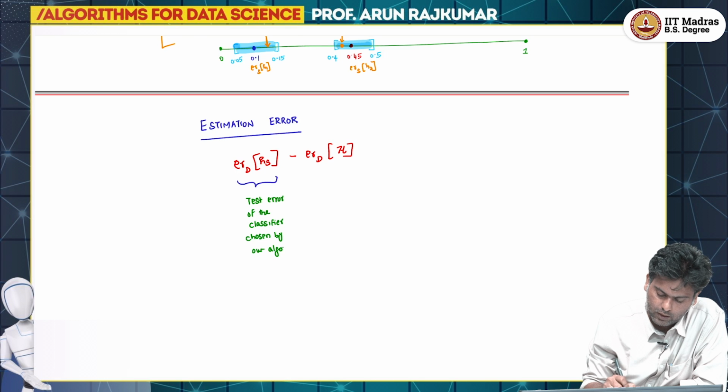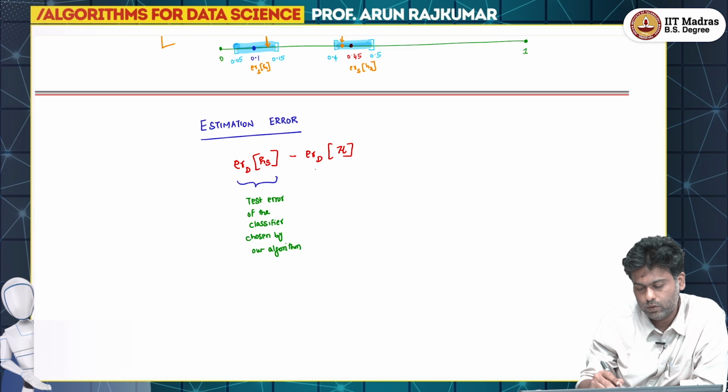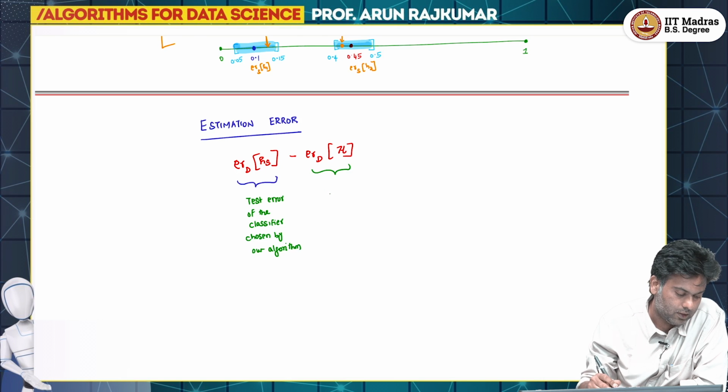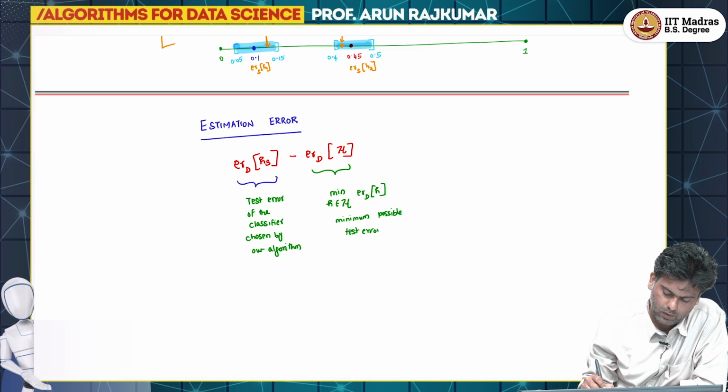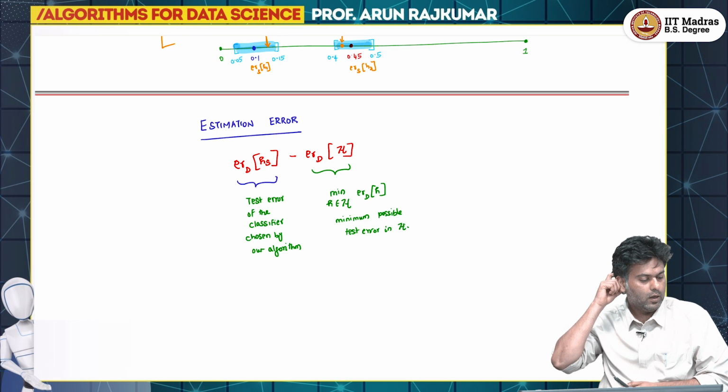We have not specified an algorithm yet, we will do that in a minute, but whatever the algorithm is, this is the test error of the classifier chosen by our algorithm. And what is this? This is in fact minimum H in our hypothesis class, RD of H, which is just the minimum possible test error in H. That is what this is, right.